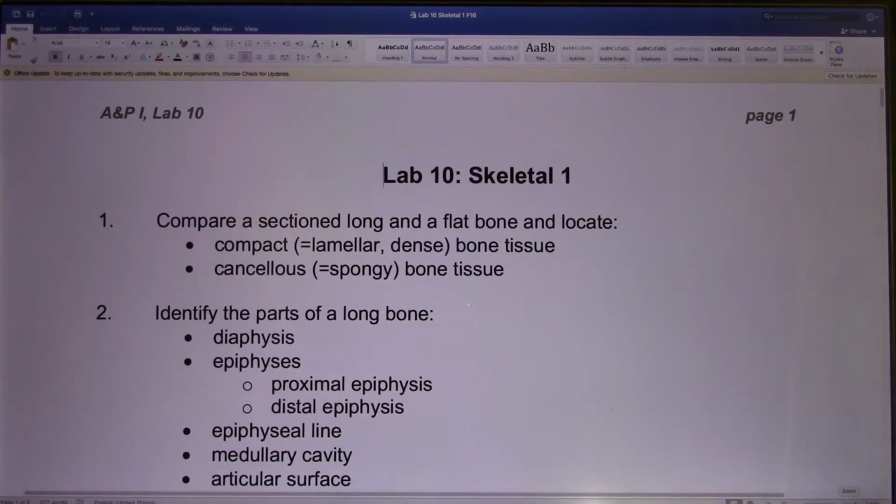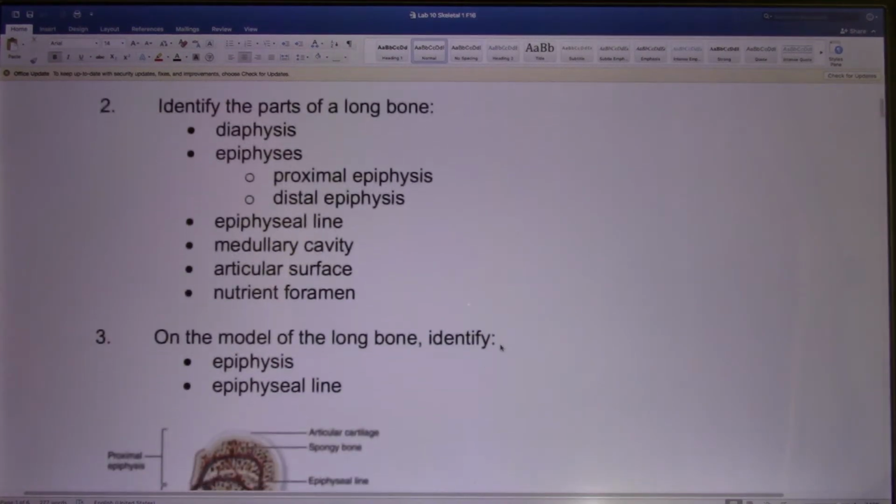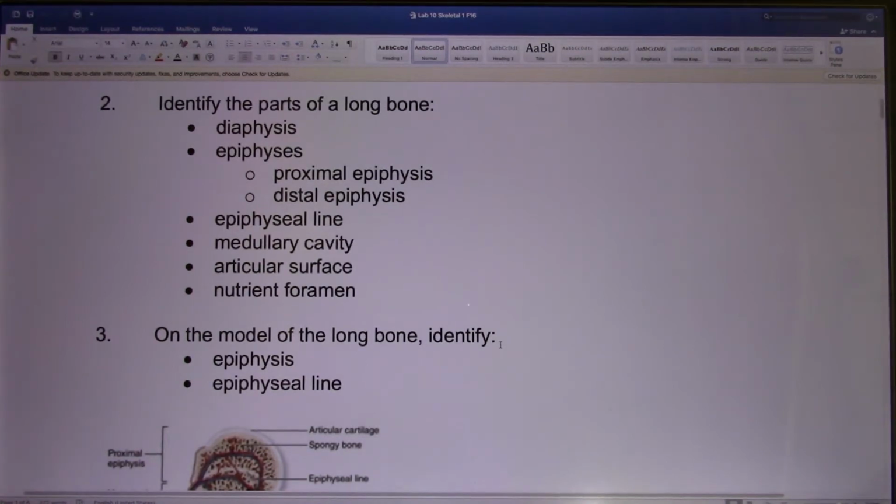We're in Lab 10, Skeletal System 1, Skeletal Lab 1. In this lab, you need to be able to identify the bone structure. First we have the long bone, so you need to be familiar with all this terminology. You can use your textbook or your atlas. The atlas is the book I recommend you purchase, but it's not required.